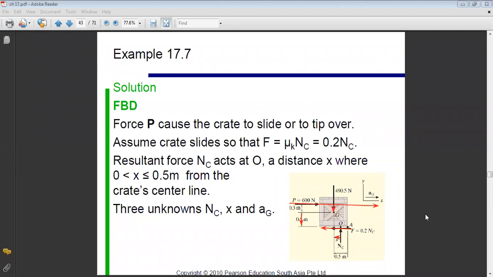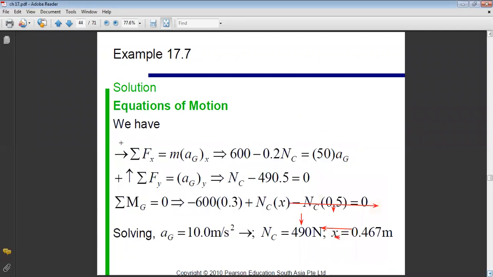I will solve them, and after solving I should not forget to verify what? I should verify that the value of x that I obtained should be smaller than 0.5. Here I got x equal to 0.467 meter, which is smaller than 0.5. So I can say that my assumption is true and I can stop here. The problem is if I obtained x higher than 0.5, I should repeat everything because I say, no, I cannot have translation, so I have tipping over and I solve my problem again.